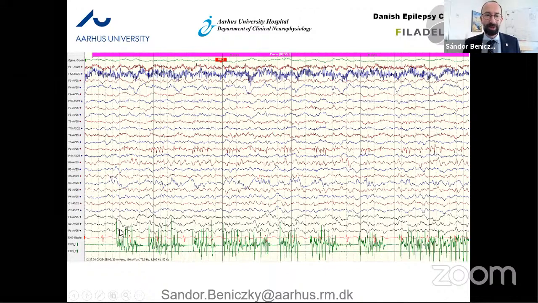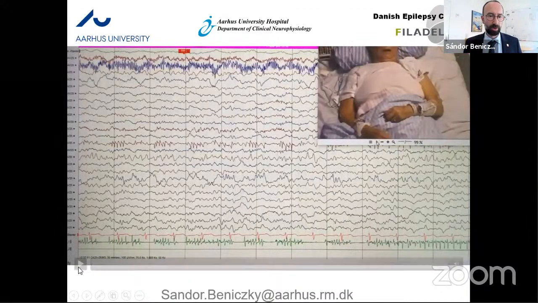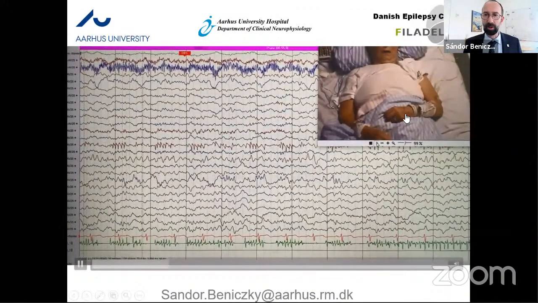And then in green at the bottom, we have the surface electromyography. So you can see that the jerks in the left arm are time locked to these delta waves in C4. This is just artifacts on the left side, but this is actually the time locked EEG phenomenon. So let me show you the video. Look at the jerks in the left arm.